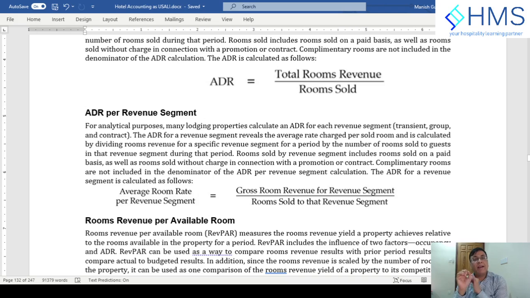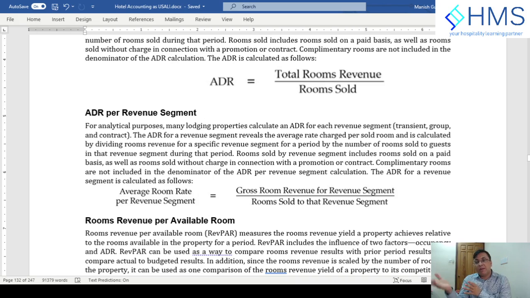Now you have ADR per revenue segment. So ADR for that revenue segment is the gross room revenue for that particular revenue segment divided by the rooms sold to that particular revenue segment. The first ADR is for the entire hotel, minus the allowances and adding the other room revenue. But ADR per revenue segment is only the revenue for that particular segment without deducting the allowances and also without adding the other room revenue. So here you will be getting only the gross.